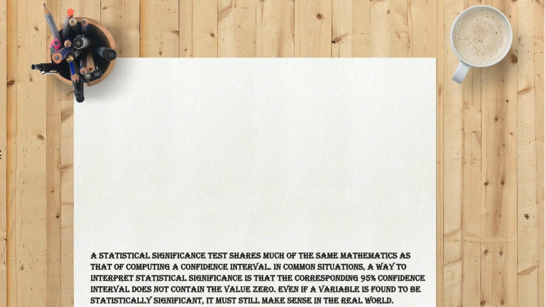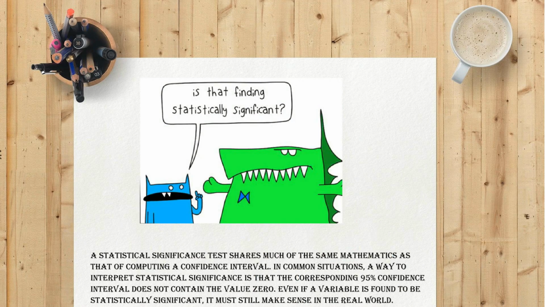A statistical significance test shares much of the same mathematics as that of computing a confidence interval. In common situations, a way to interpret statistical significance is that the corresponding 95% confidence interval does not contain the value 0. Even if a variable is found to be statistically significant, it must still make sense in the real world.